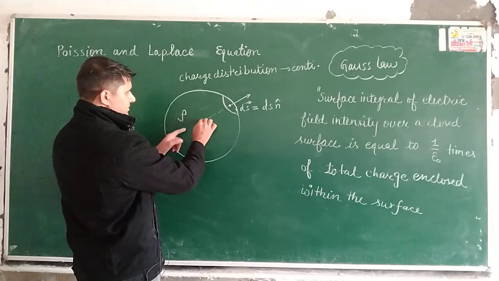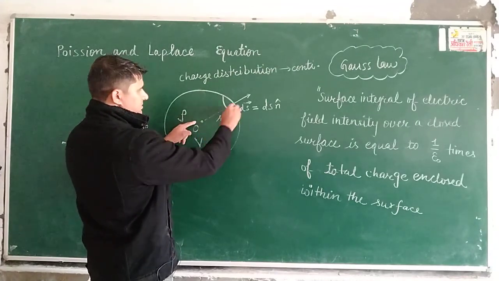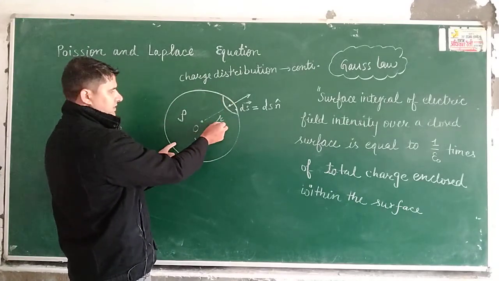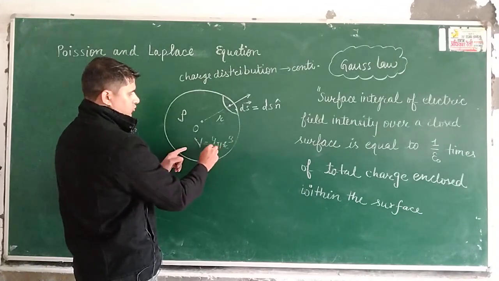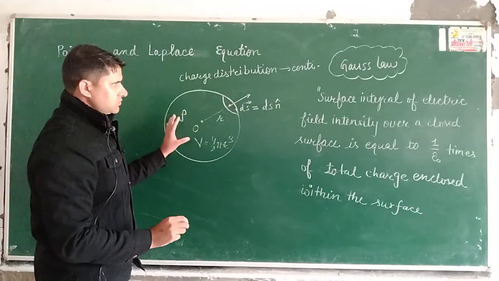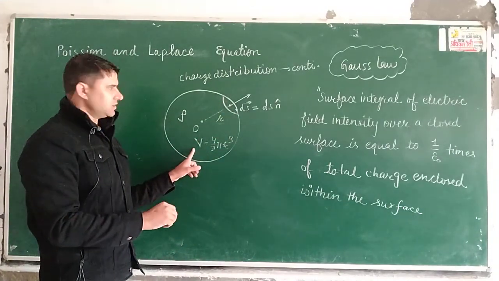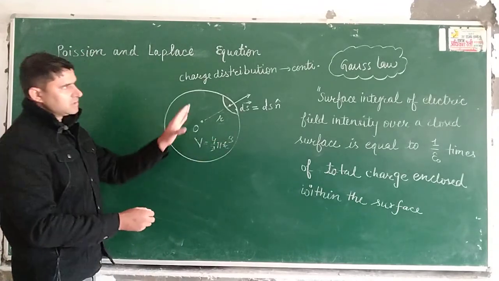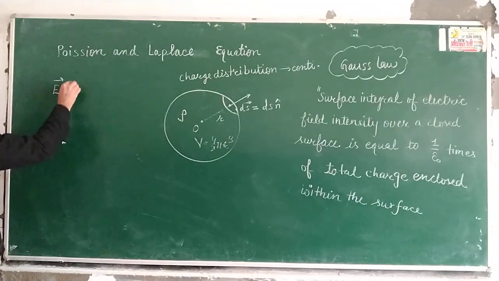So if we take this to be the center origin and suppose this is the radius r, then the volume enclosed by this sphere of radius r will be equal to 4 by 3 pi r cube. So here I just want to say that this closed surface will enclose a volume V. If any surface is not enclosing any volume, then it will be an open surface. So if we write the Gauss law in mathematical language, then it will be the integral of E dot ds.